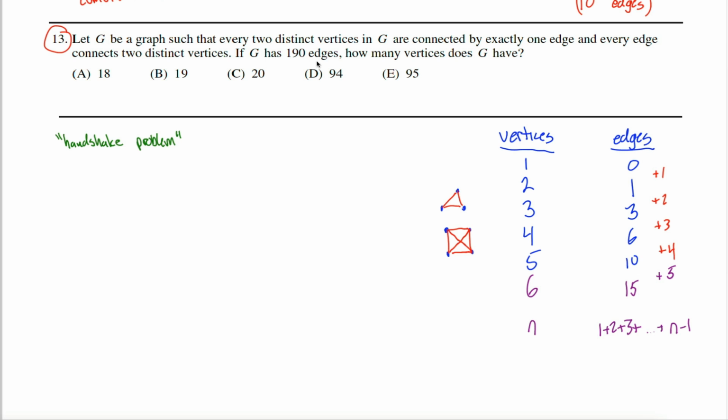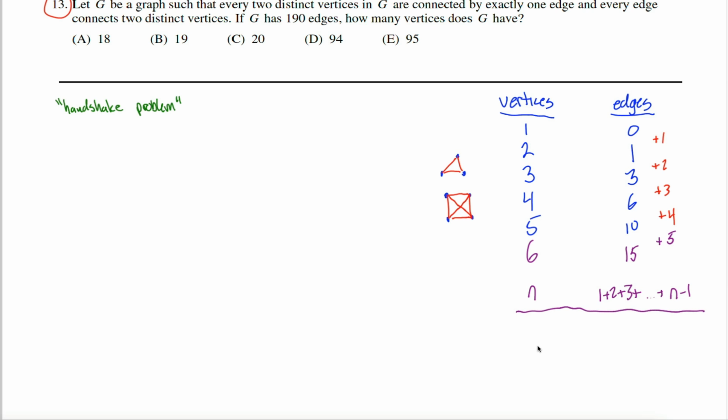So since this question tells us that we have 190 edges and asks us how many vertices we have, really all we have to do is solve the equation. When does 1 plus 2 plus 3 plus all the way up to n minus 1 equal 190? Our solution for n will be the number of vertices, which will be the answer to the question. How do you solve this equation?